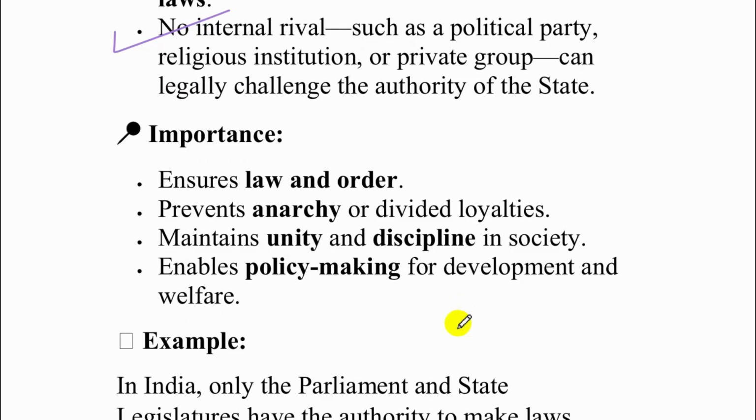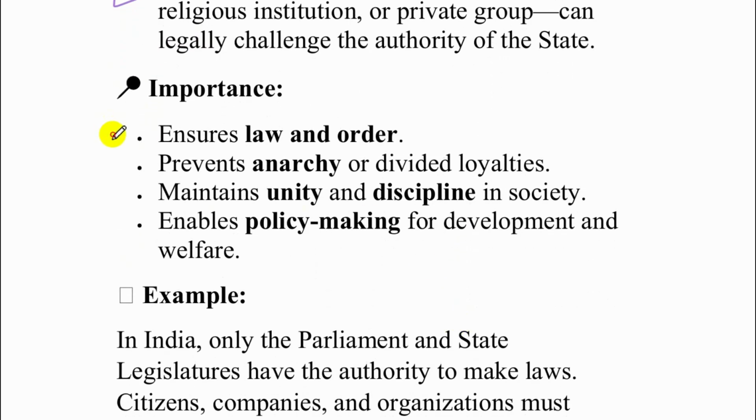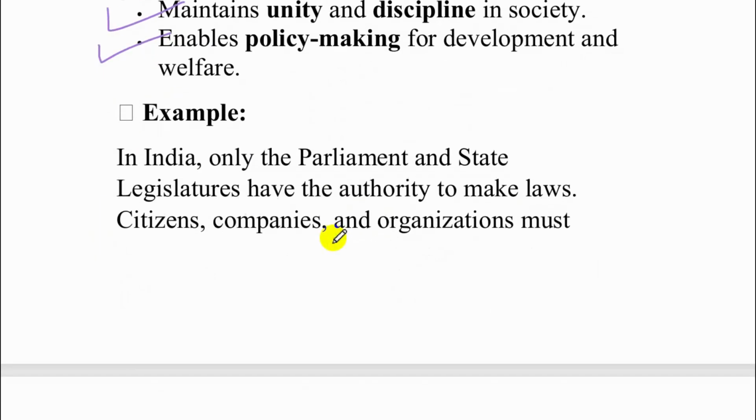Now, why is it important? It ensures law and order. Internal sovereignty prevents anarchy or divided loyalties, maintains unity and discipline in society, and enables policy making for development and welfare. Let's look at an example.